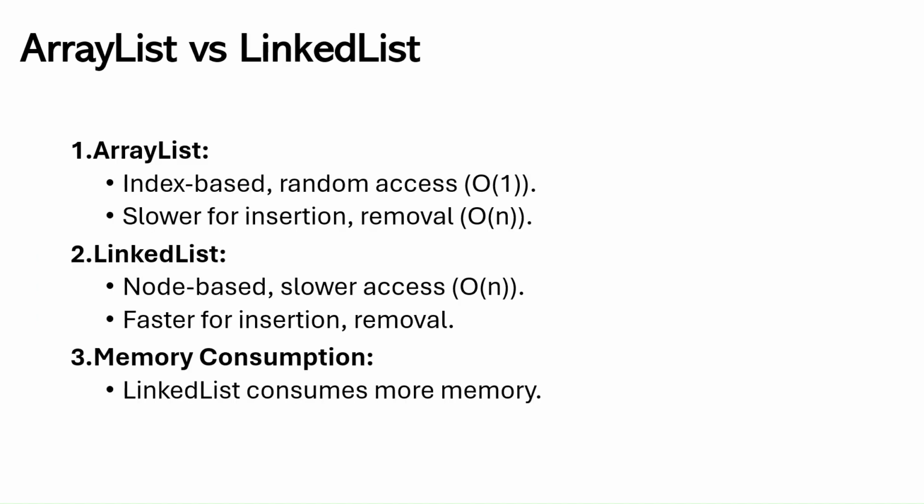In the end, it's all about choosing the right fit for your specific needs. If you prioritize quick index-based access and have a relatively stable list, then ArrayList is your go-to. On the flip side, if you anticipate frequent insertions or removals and memory consumption isn't a primary concern, linked list might be the better choice. Each has its strengths, and understanding the trade-offs helps you make an informed decision based on your application's requirements.